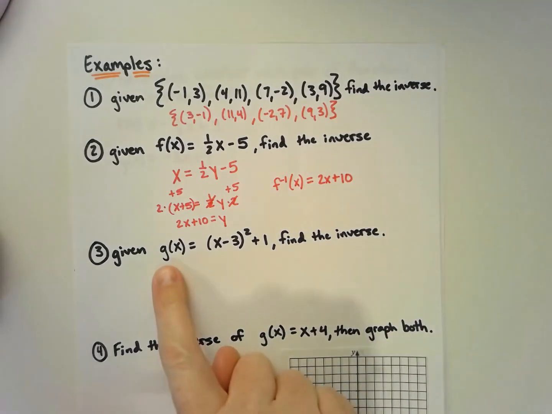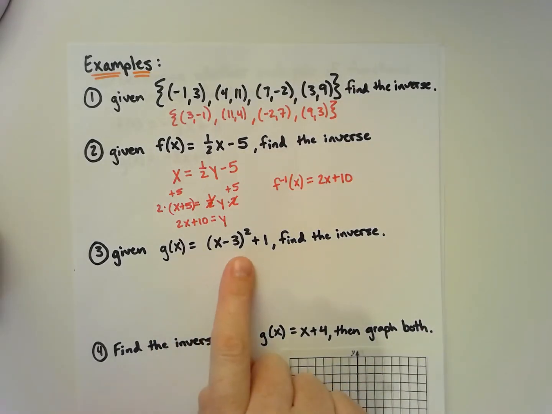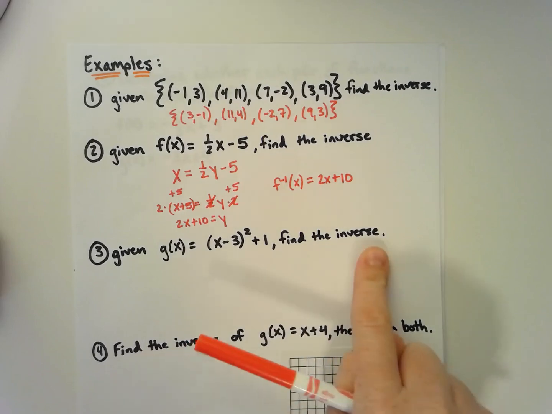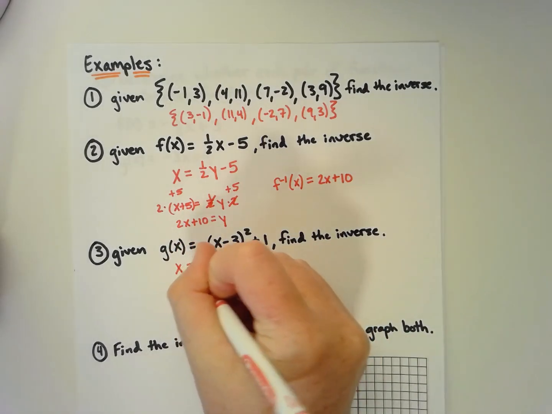Let's look at another one. Say we're given g of x equals (x minus 3) squared plus 1. And we want to find the inverse. So switch your x and your y.